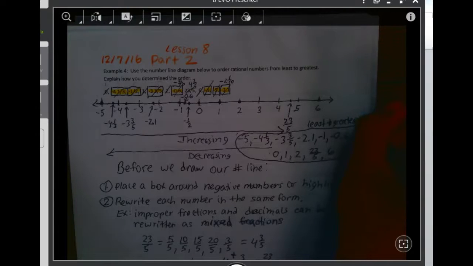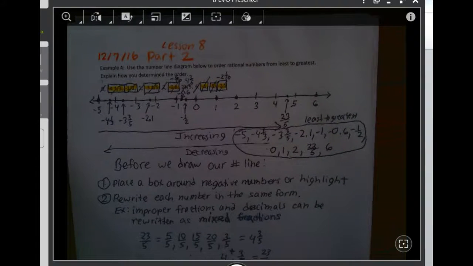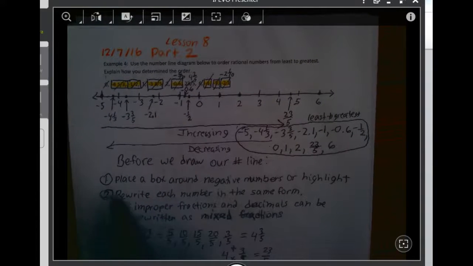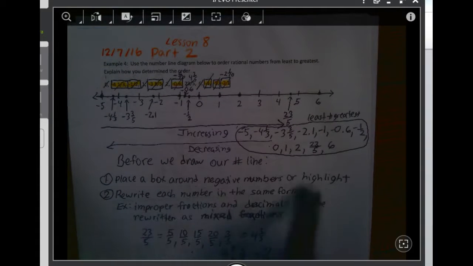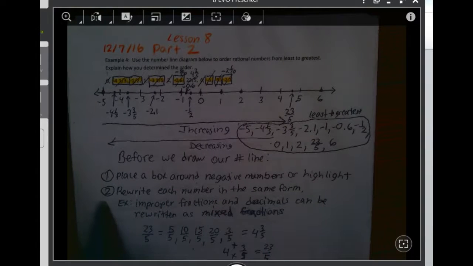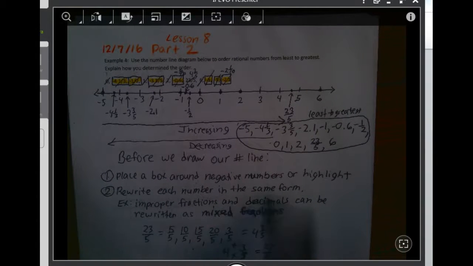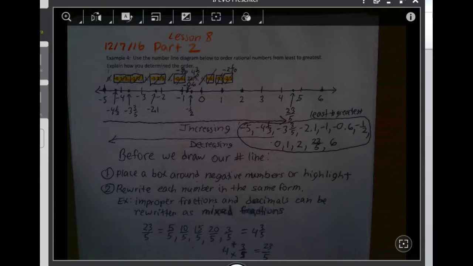Before we wrap it up, I want to add the steps that we followed and recap what we did. So before we drew our number line, we placed a box around negative numbers, or we highlighted them. Step 2, we rewrite each number in the same form to make it easier to compare. In this example, we rewrote improper fractions and decimals, and we rewrote them as mixed fractions. So here we rewrote the improper fraction as the mixed fraction 4 3/5.